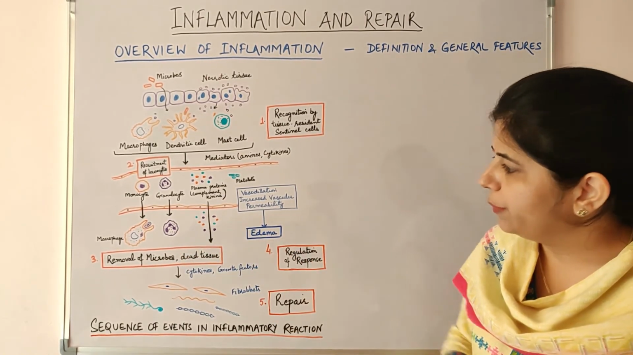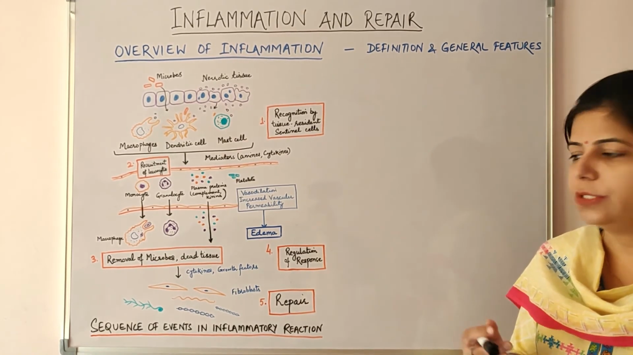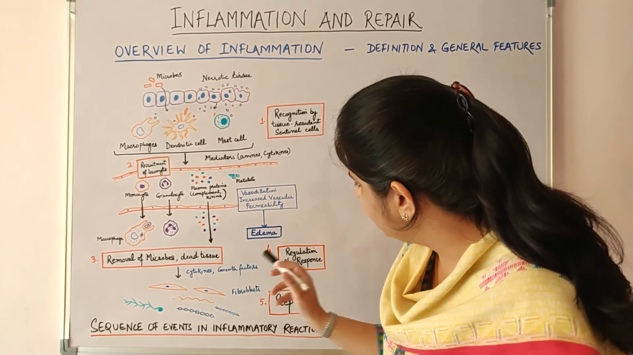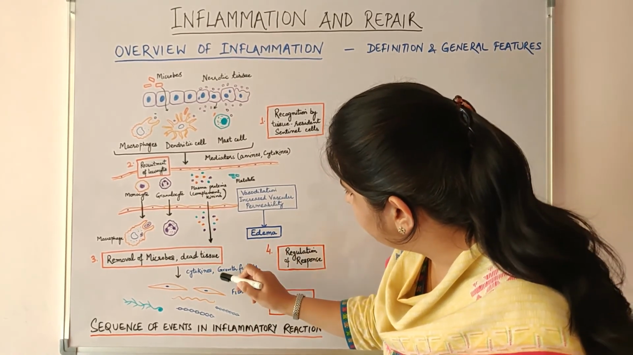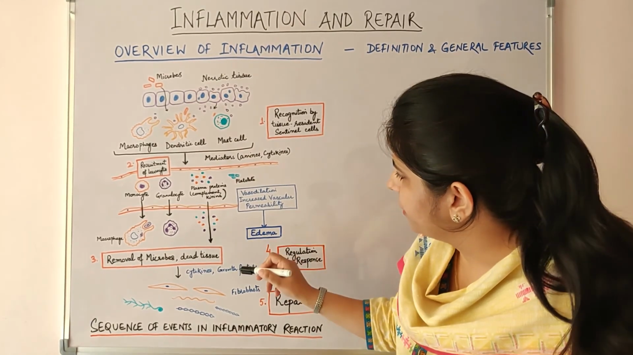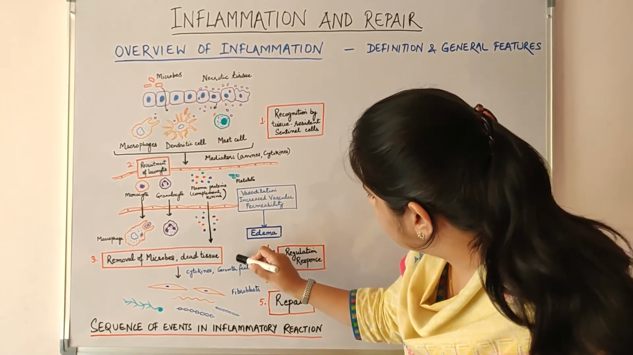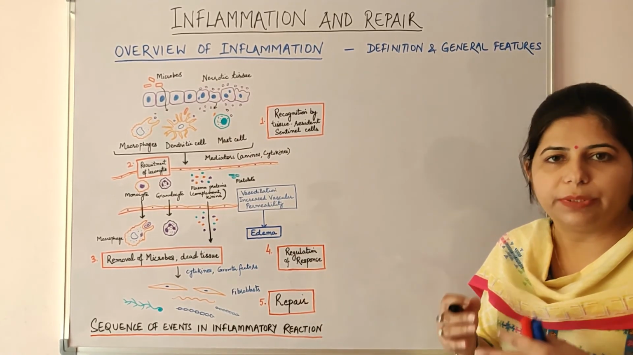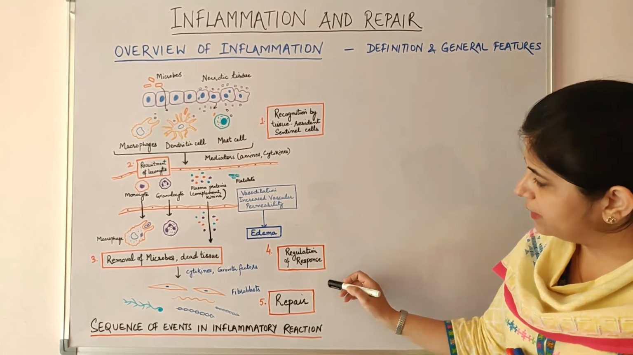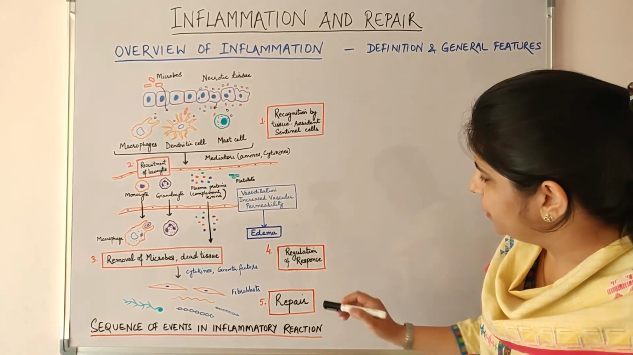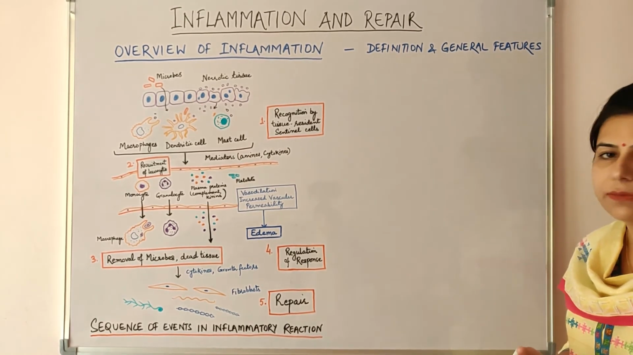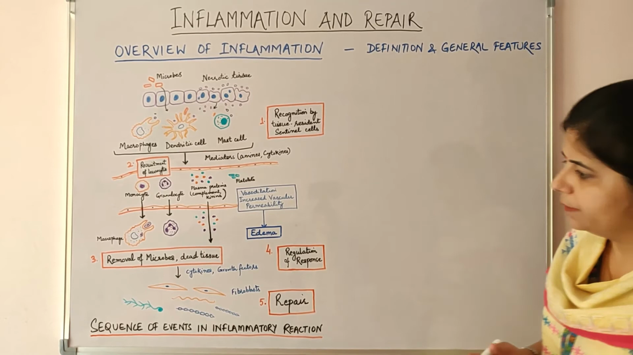So the third step is removal of microbes and dead tissue. This is brought about by the macrophages, which ingest and kill the microbes and also remove the dead tissue. Then when the offending agent is removed or the goal of the inflammatory response is accomplished, the response has to be terminated. So the fourth step is the regulation of the response, and the final step is repair. The tissue defect is repaired by deposition of connective tissue or by regeneration of the surviving cells.